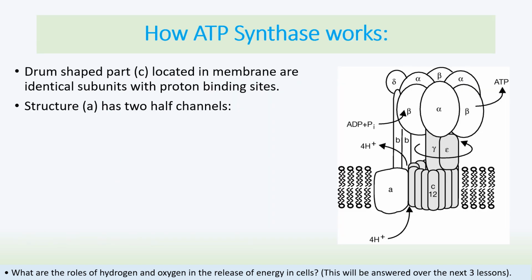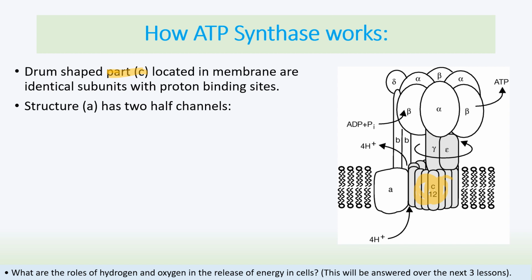ATP synthase, then we need to be a bit more familiar with how ATP synthase works. So ATP synthase has a drum-shaped part located in the membrane. Let me just get my highlighter here to help us out. Okay, so we've got part C, which is a drum-shaped part. Down here you can see part C, and there are identical subunits with proton binding sites.